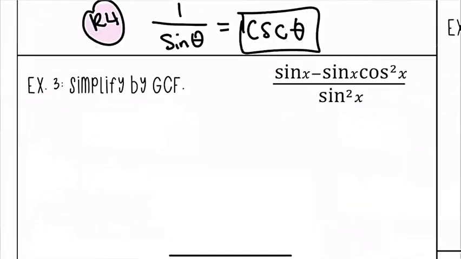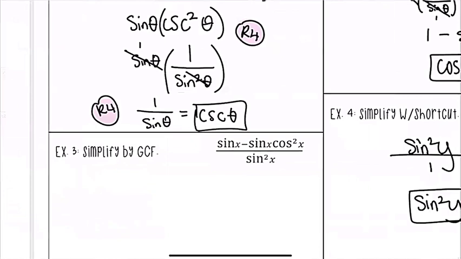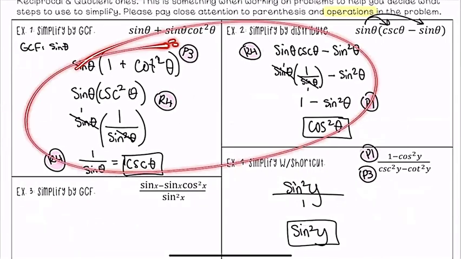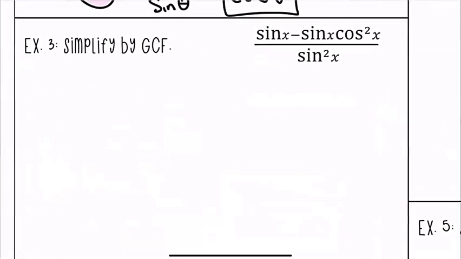Try number 3 next. Number 3 is kind of a morph, honestly kind of a morph of these two. But you are going to have to switch some stuff around and take a greatest common factor. So give number 3 a go, and then unpause when you're ready to check number 3.